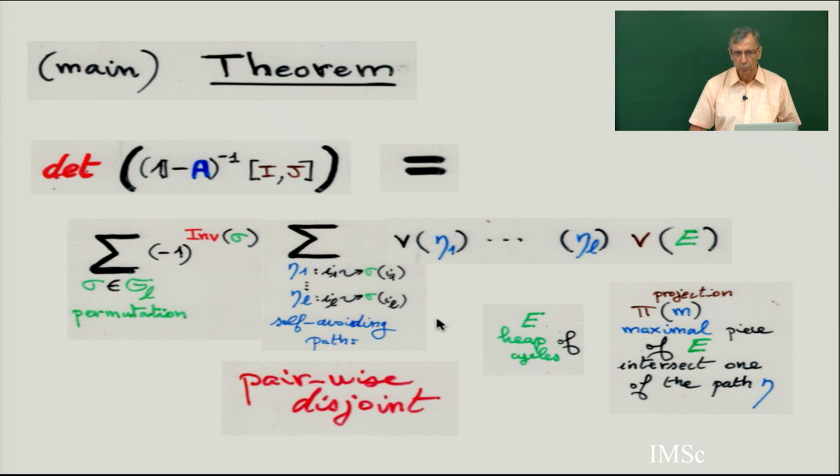Sigma is a permutation, not a bijection. I is I1 to IL. It's a permutation on L elements. L is the size of I and J. So I take a minor, which is a submatrix, and I take a permutation on L elements. So I have a plus or minus, and then I take L blue paths. I take L self-avoiding paths which are pairwise disjoint, two by two disjoint. Sigma J1. So maybe it should be sigma J1 to JL.